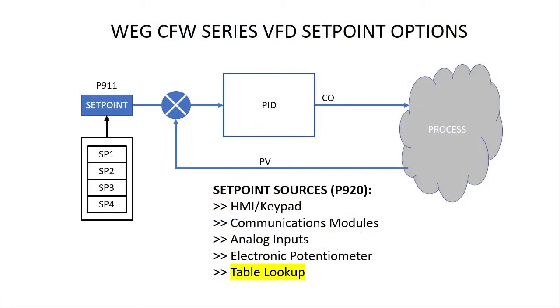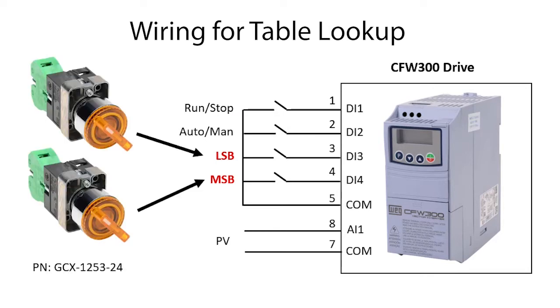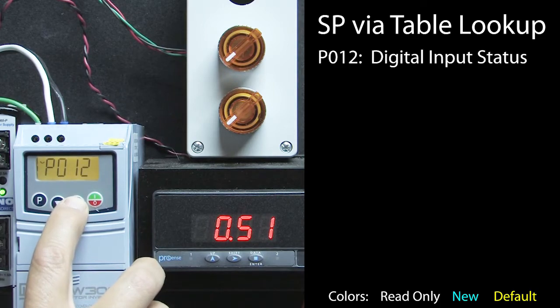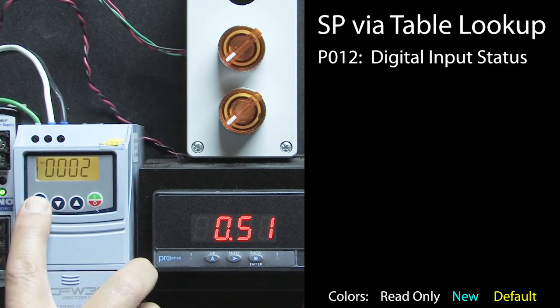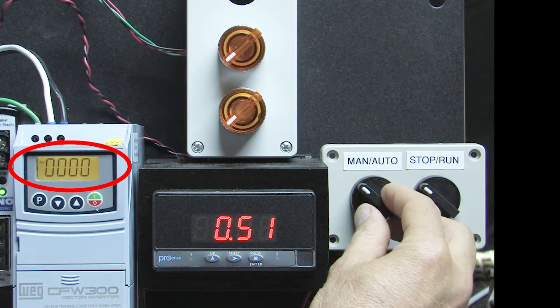Finally, you can have up to 4 predefined set points, which you select using digital inputs 3 and 4. The wiring is exactly the same as the electronic potentiometer we just did, but this time I'll use discrete switches to enable each bit. Let's go back to parameter 12 to view the digital input status again. This time, I'll disable the auto manual switch so it's easier to read the results.